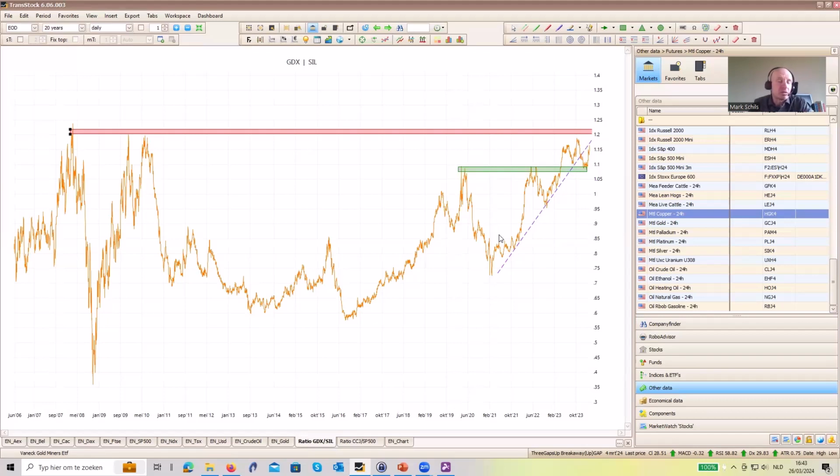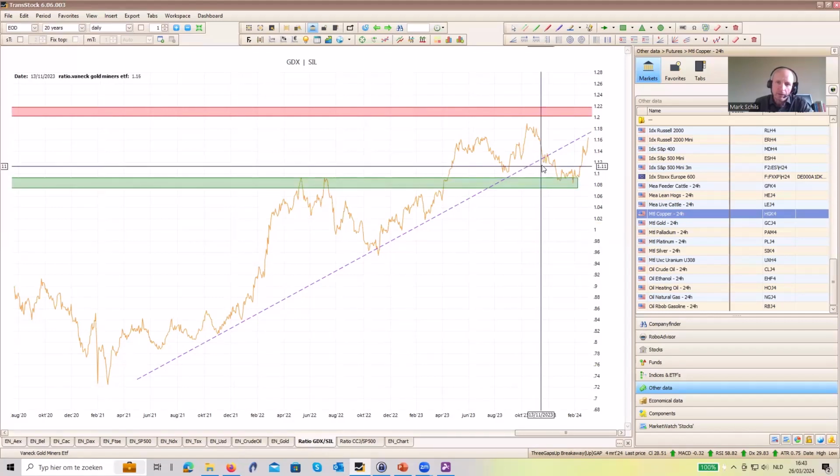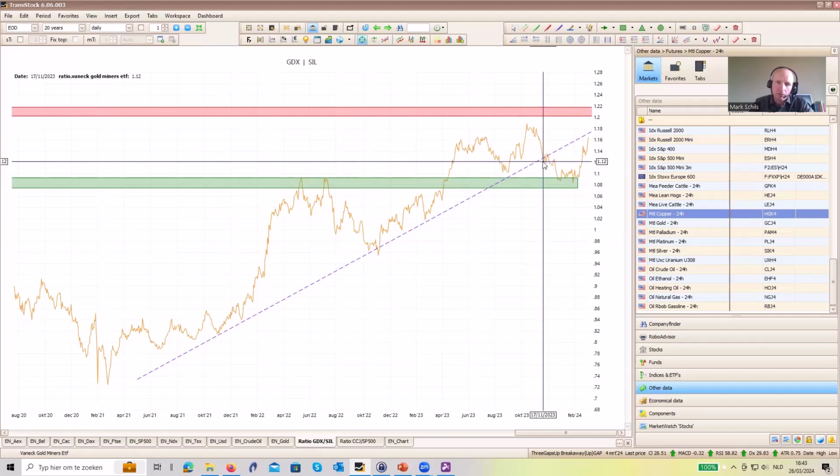So what we need to see, if I do a little zoom on the chart like this, is that I also drew a purple trend line over the last few months, which was broken by the middle of November. So that was very positive for the gold and silver mines.